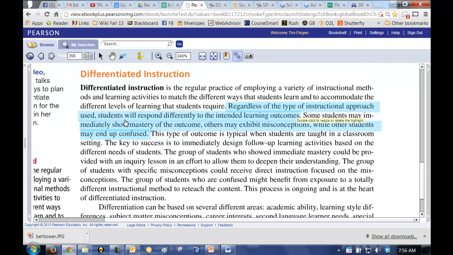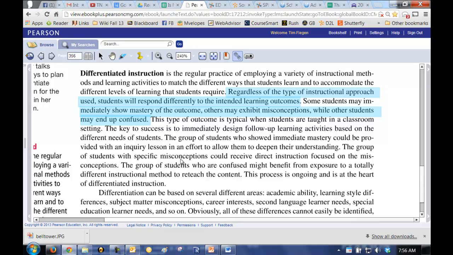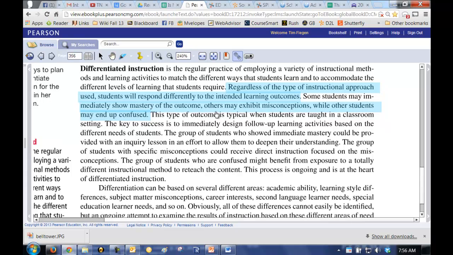Every student responds differently than each other. So immediately show mastery outcome. Other students may exhibit misconceptions while other students may be confused. So what I want you to do, it gives you a scenario for each of these here. What do you do with the student that shows mastery? What do you do with the one that has misconceptions? And what do you do with the student confused?